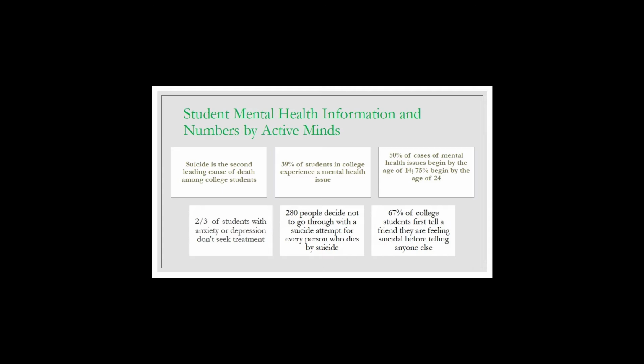There were 280 people in the survey, and I could definitely send you the link. 280 people did not decide to go through a suicide attempt for every person that had an attempt. So if you think of those numbers, for every attempt, there's 280 people who thought about it but didn't actually have an attempt. 67% of college students first tell a friend when they're feeling suicidal.